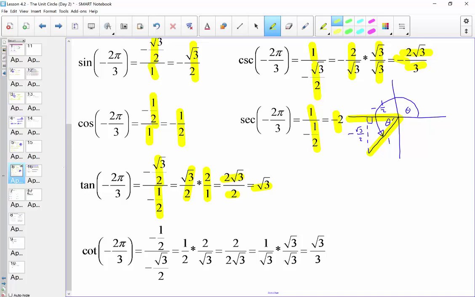And finally, the cotangent equals the adjacent side, negative 1/2, over the opposite side, negative square root of 3 over 2. Again, the negatives cancel, we're left with 1/2 times the inverse of the denominator, 2 over the square root of 3. Well, actually, we'll multiply across first. 1 times 2 is 2. 2 times the square root of 3. Now our 2's cancel. We're left with 1 over the square root of 3. Multiply by square root of 3 over the square root of 3 to rationalize the denominator, and we have the square root of 3 over 3.